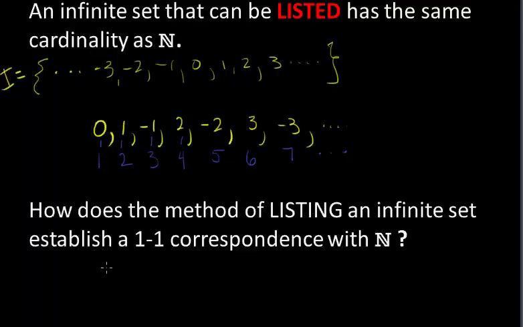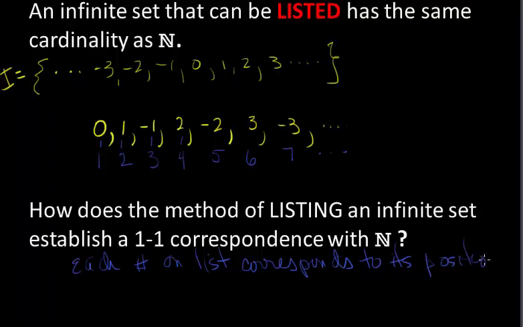And when we ask what is the correspondence, well, we say that each number on the list corresponds to its position on the list. In other words, said in a more mathematical way, we could say the nth number on the list corresponds to the number n. Each number on the list corresponds to its position, and that is a one-to-one correspondence, as long as no number appears twice on the list.